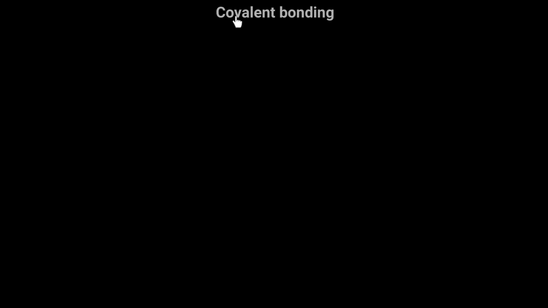So today we're going to look at covalent bonding, and the first thing we're going to do is define what we mean by a covalent bond. So what exactly is a covalent bond? A covalent bond is defined as the following.